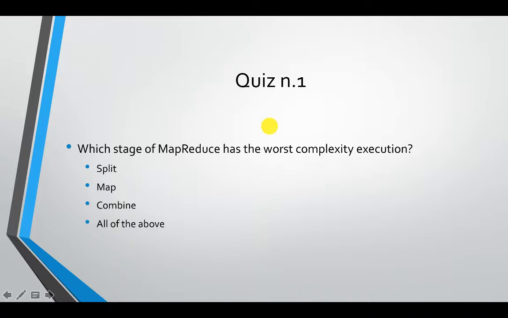So let's start with the first quiz. I'm asking you which stage of MapReduce has the worst execution complexity: the split, the map, the combine, or all of the above? Here we're talking about execution complexity in terms of cycles in the processor to elaborate data, or in terms of workload of the system when we have to elaborate one of these steps, or even when we have to communicate the data among two or more data nodes.